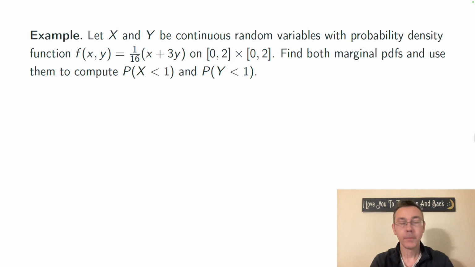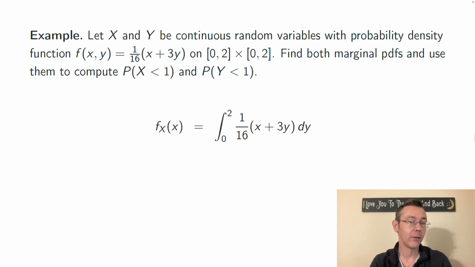Let's do an example. Suppose we have two continuous random variables, X and Y, and their joint PDF is 1/16 (x plus 3y). And the support is [0, 2] cross [0, 2]. So both X and Y are only defined between 0 and 2. The probability density is going to be 0 elsewhere. I want to find both marginal PDFs, and I want to use them to compute a couple of probabilities.